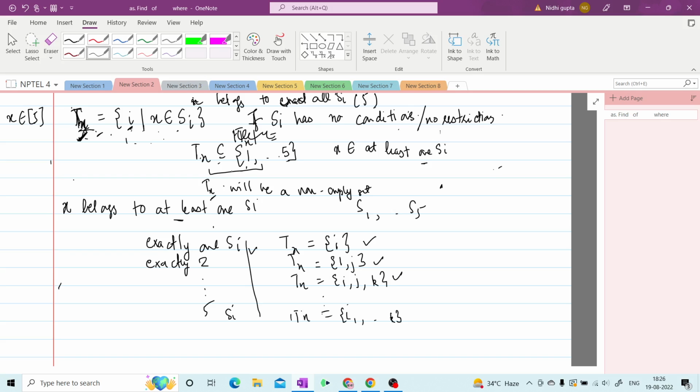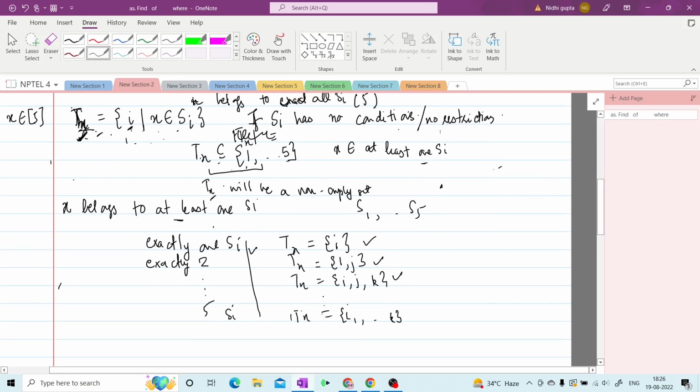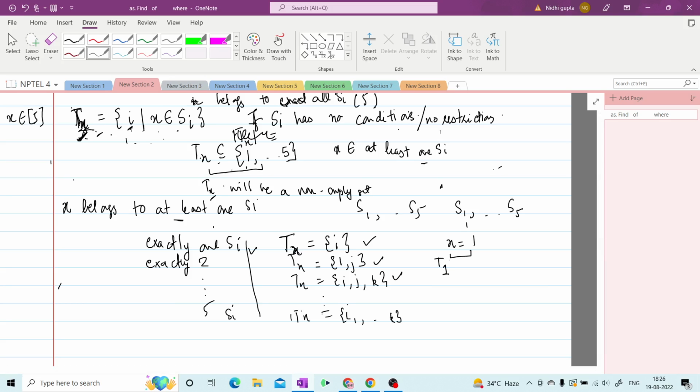Last point. I am saying, what is our Tx? What is our Tx doing? If my x is 1, first we are calculating these 5 tuples S1 till S5. So if my x is 1, what is my T1? T1 is 1, ma'am.